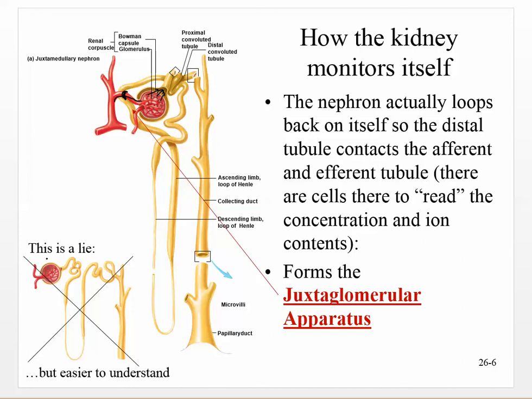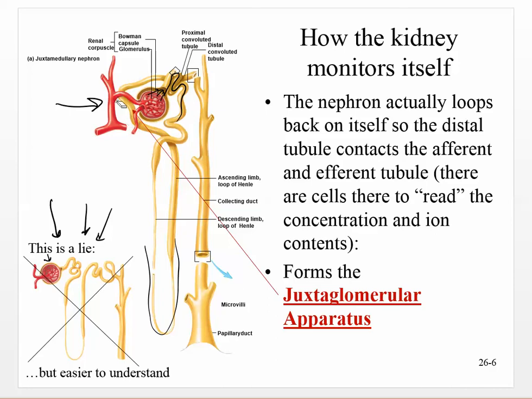And they do that because even though we've been looking at our picture like this, with filtration happening here and then the filtrate moving in this direction, in a left to right fashion, that's really not the way it is. As filtrate moves through the proximal tubule, it goes down the loop and then back up, and the distal tubule goes right past these arterioles. Okay, so you can see that right there. The distal tubule is in direct contact with these arterioles.